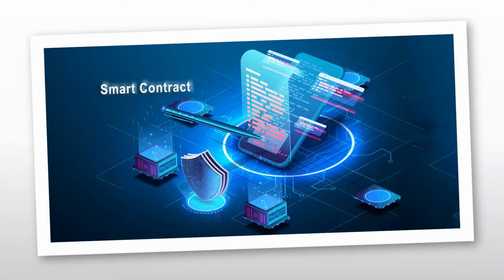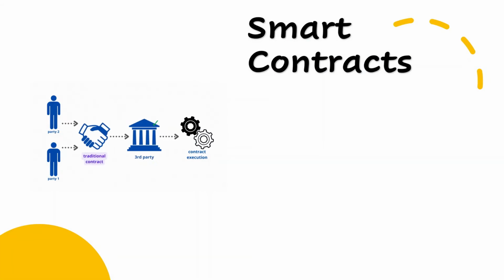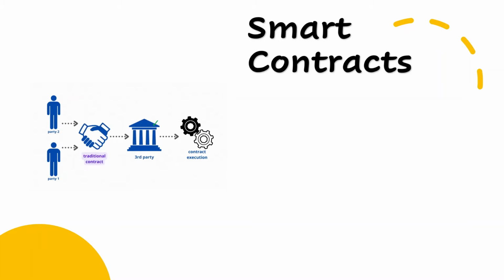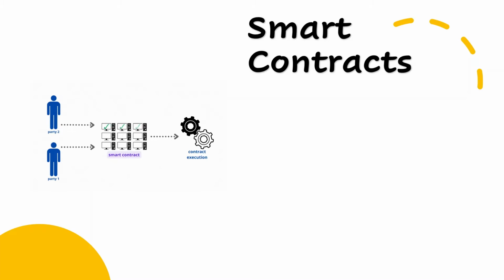So let's discuss smart contracts. What happens in traditional contracts if person 1 wants to make any kind of contract with person 2 is that it has to be managed by a third party. That third party has control over that contract. They have their own set of rules and regulations for that type of contract. So it becomes a centralized contract.